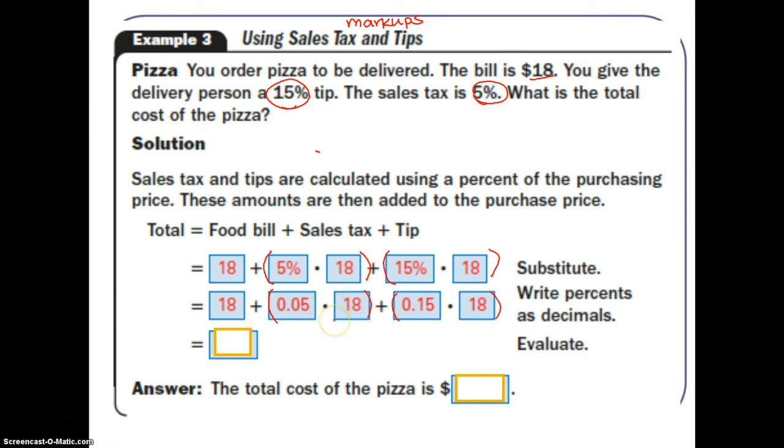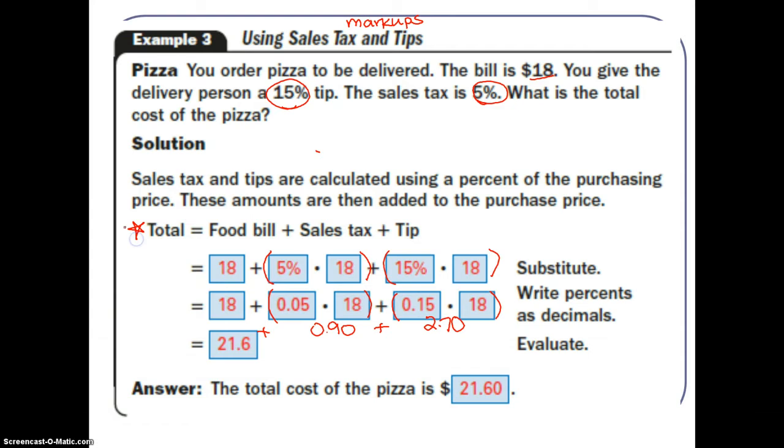So evaluate the problem. 0.05, 5/100 times 18 is 0.9, so this is 90 cents. We're talking about money here with tax and tip. 15% times 18 is 2.7, which again is $2.70. Now add those together, 18 plus 90 cents plus $2.70, you have $21.60. That's the total cost of the pizza.